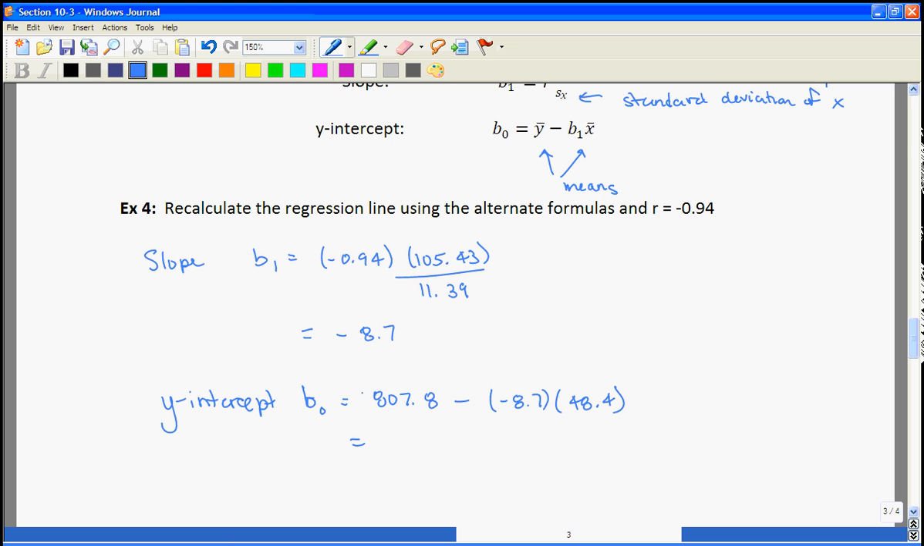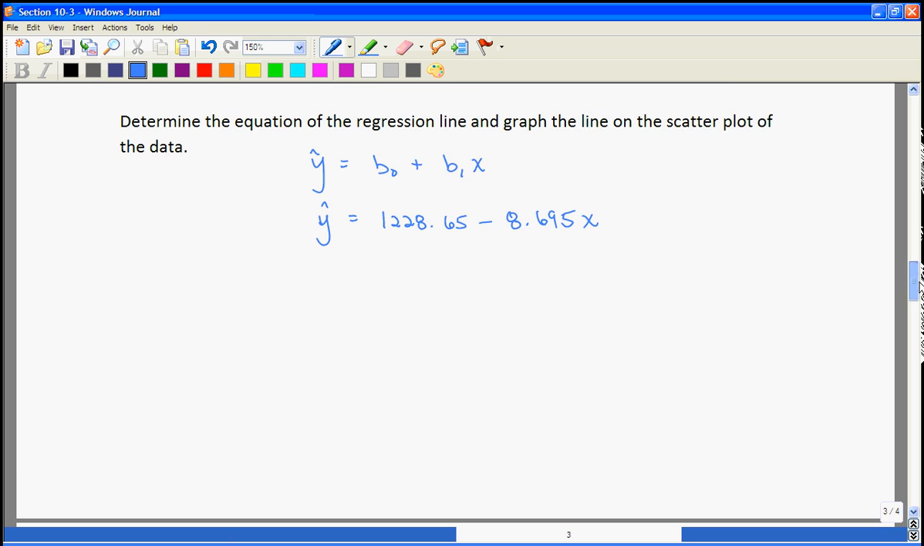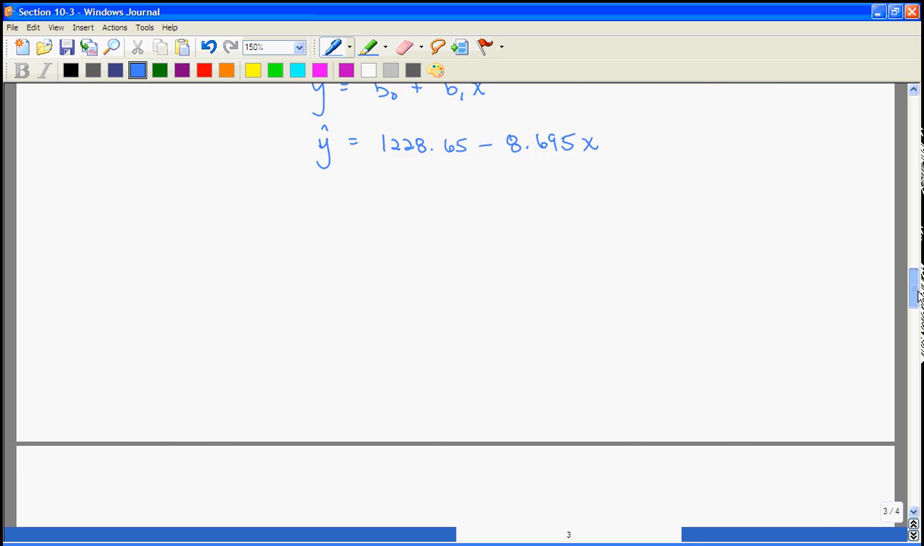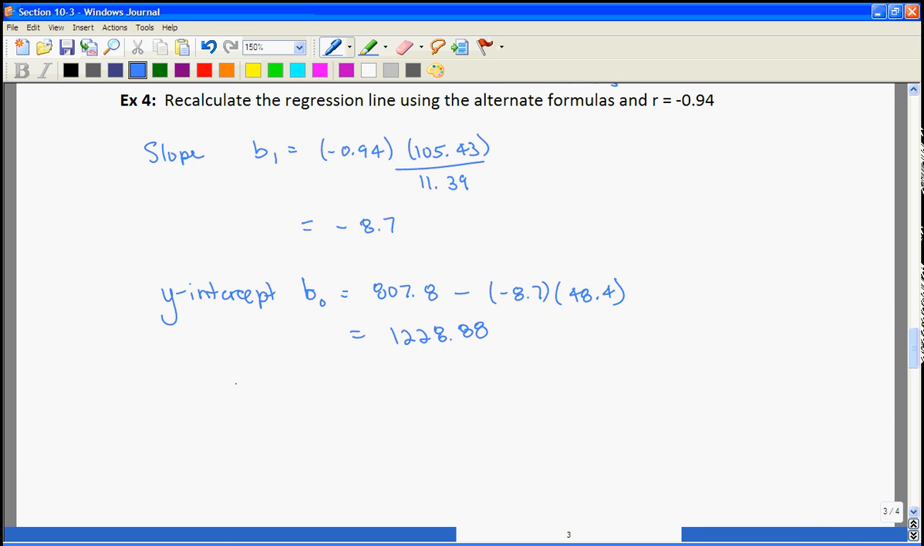And I get 1,228.88, and that's quite close to what we got before. We got 1,228.65, so very, very close here. So the regression line would be minus 8.7x. So almost identical to what we had before.